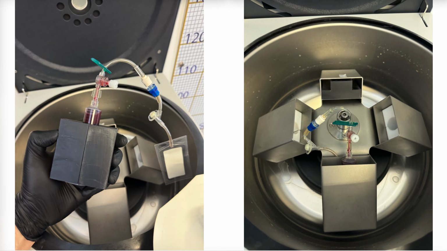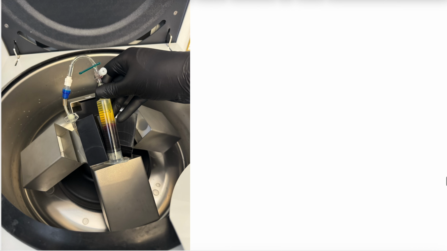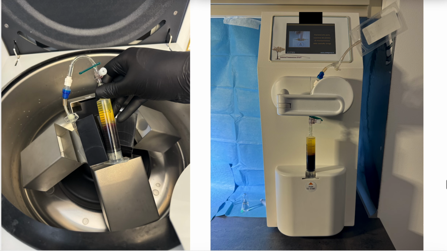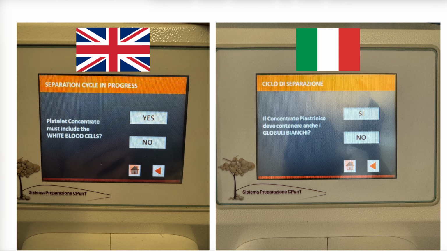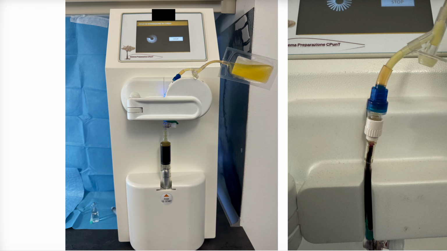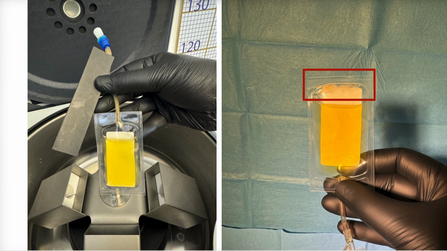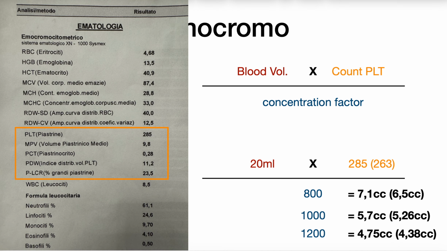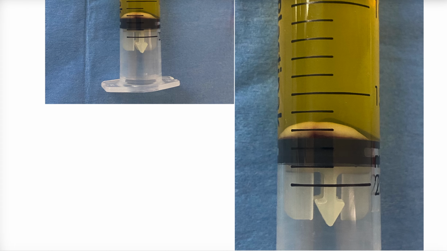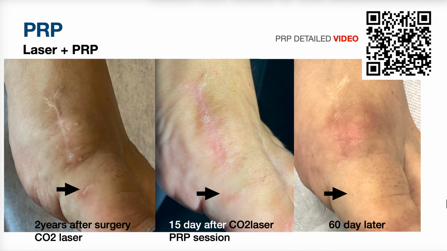A dedicated centrifuge, and most importantly, it allows me to obtain very pure PRP, or even PRP enriched with leukocytes. If you want, here you can find a detailed video on PRP preparation.